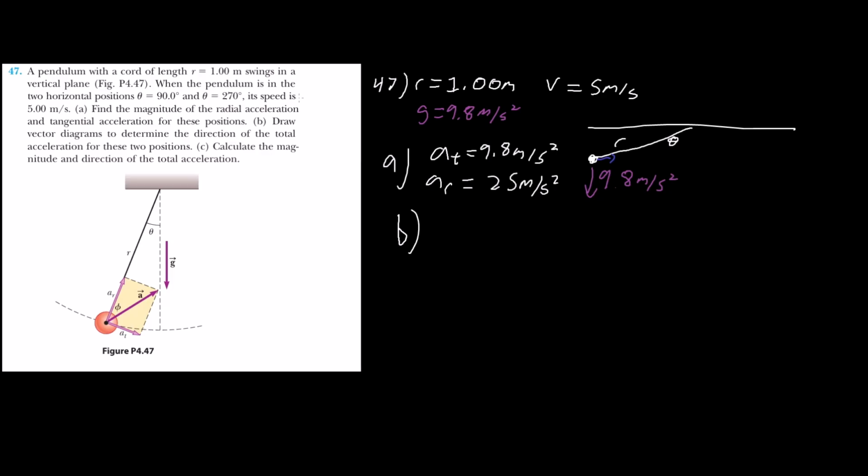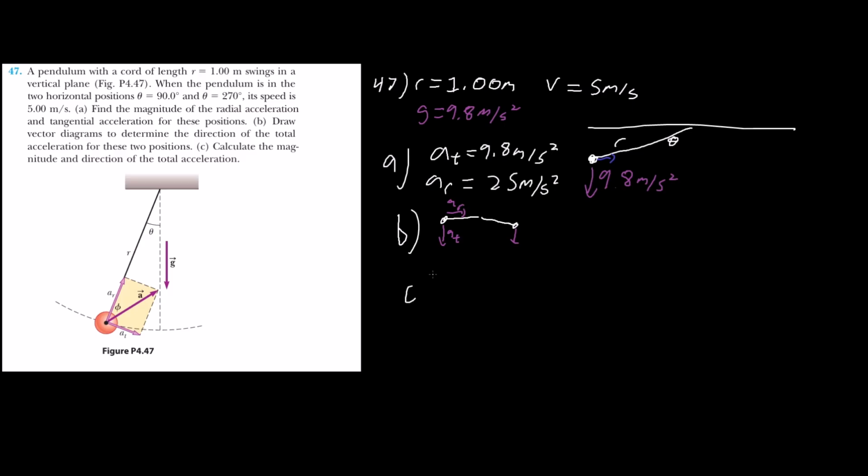All right, fine. Part B: draw the vector diagrams to determine the direction of the acceleration of these two positions. So one moment it's going to go in this direction, and then the other moment it's going to go in that direction. And this is going to be the a tangential right here, and this is going to be the a radial. Beautiful. All right, we're done.